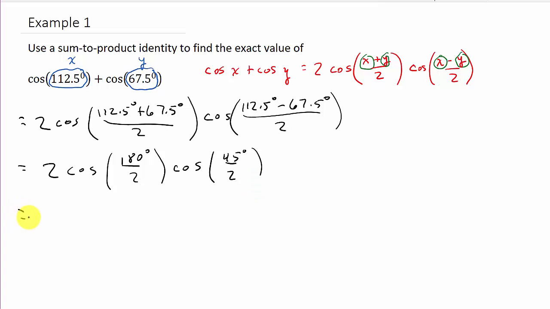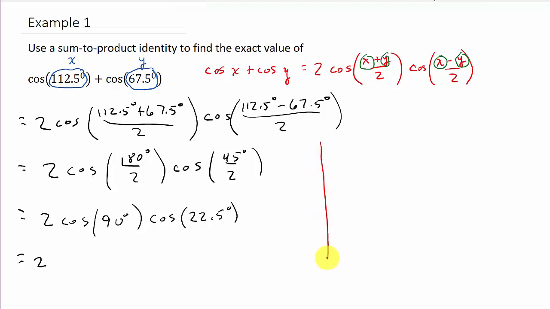Alright, we're looking for the exact value. So this is going to be 2 cosine of 90 degrees times cosine of 22.5 degrees. I'm going to talk about this a little bit more in just a minute. So this is going to be 2 times cosine of 90. Well, what's the cosine of 90? That's one you're supposed to know.